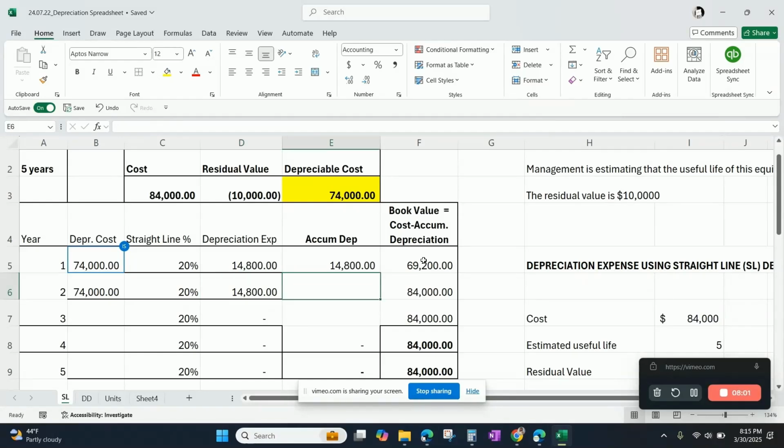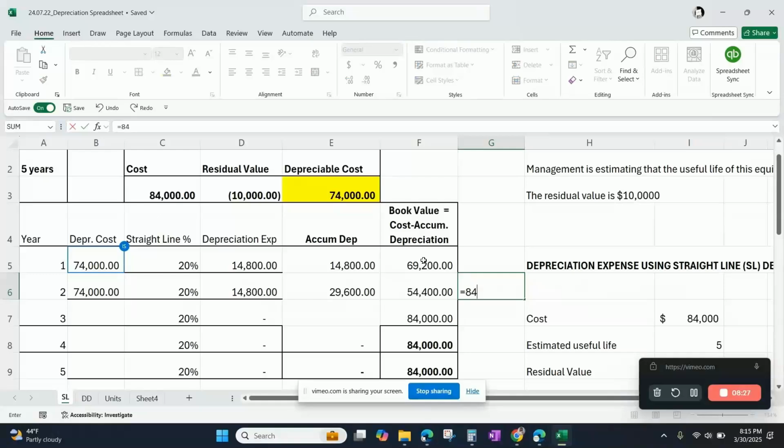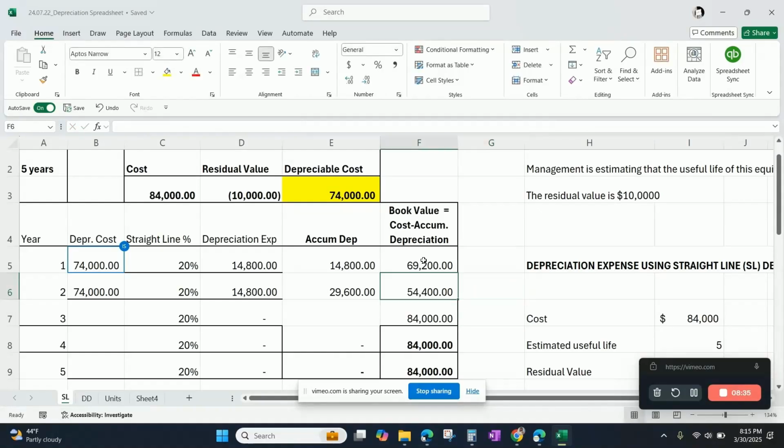However, the accumulated depreciation, like I said before, accumulates. To determine the accumulated depreciation, you add the depreciation expense for the second year plus the accumulated depreciation for the first year. And that gives us $29,600. Book value is, as I said before, the cost, $84,000, minus accumulated depreciation, $54,400. As the accumulated depreciation increases, the book value will decrease.